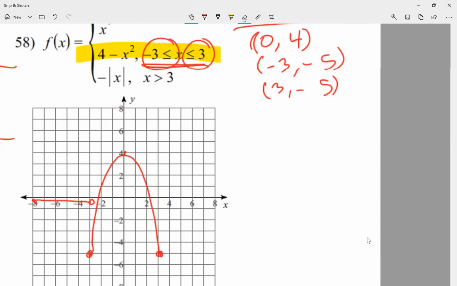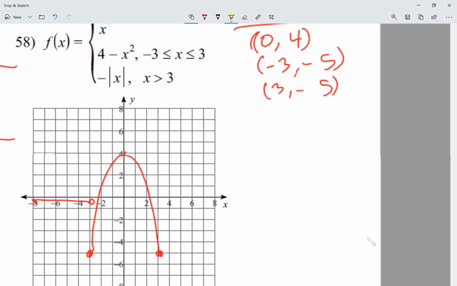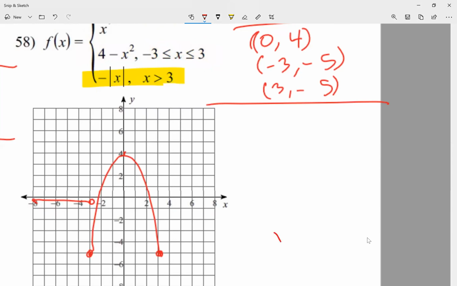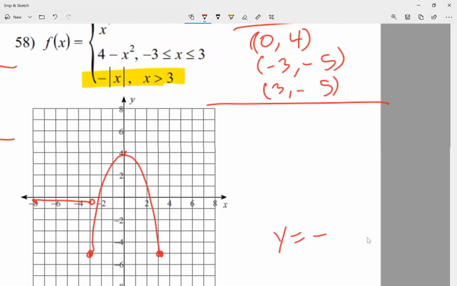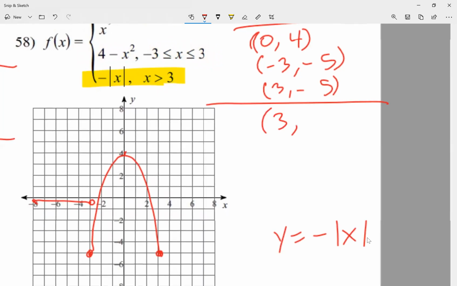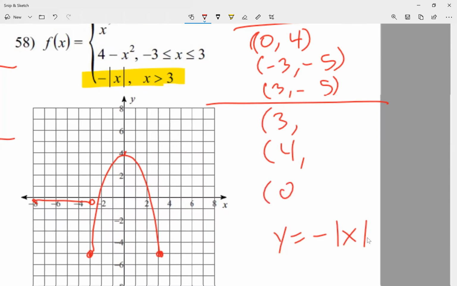All right, let's take a look at the last piece. Let me break this up. This looks like y equals negative absolute value of x. I'm going to choose 3 for x, and it says x is greater than 3. So something like 4. My vertex is the point 0, 0. Unfortunately, I'm not going to be able to use my vertex because x has to be more than 3. So I cannot choose x equals 0, right? Has to be more than 3.